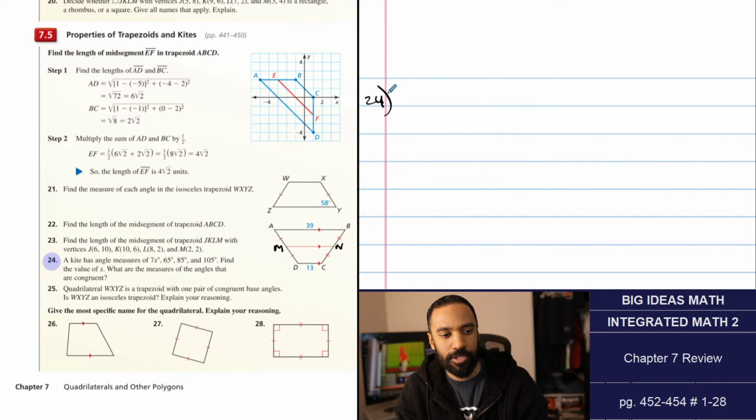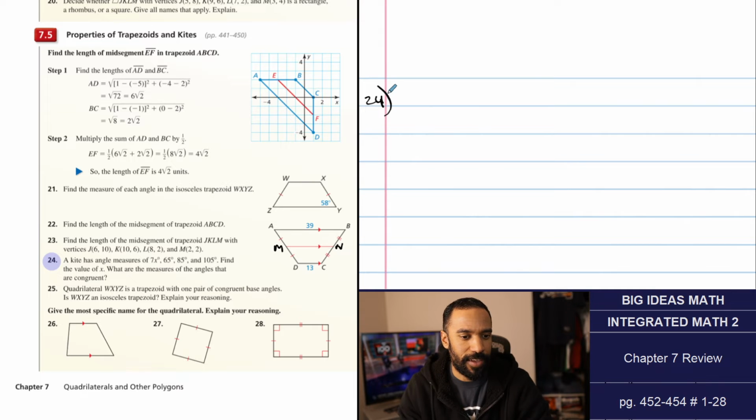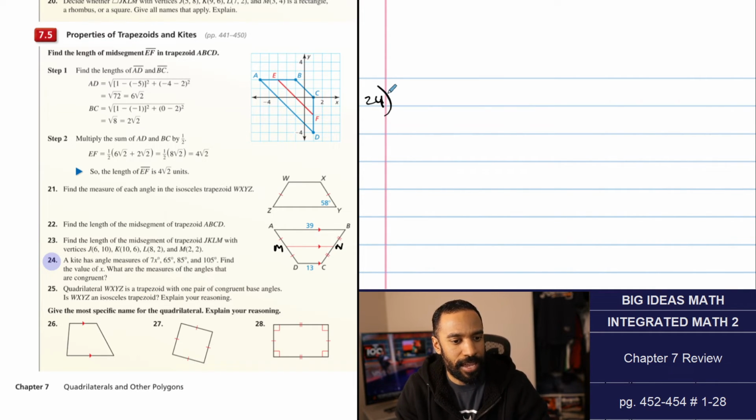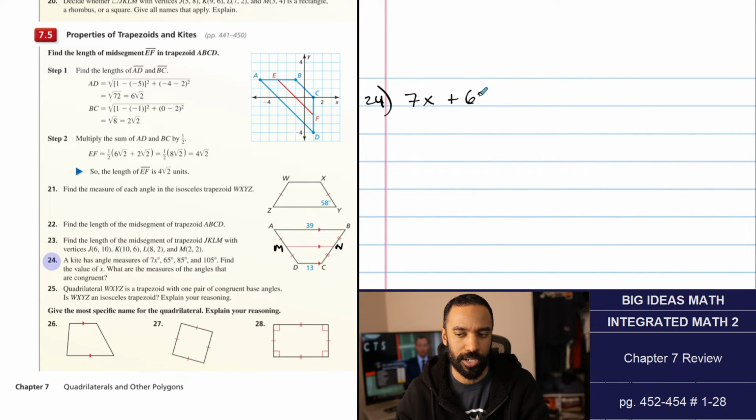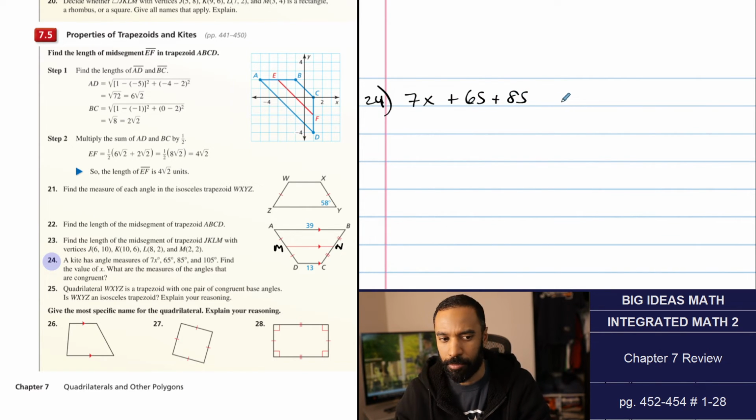Number 24, a kite has angle measures of 7x degrees, 65, 85, and 105. Find the value of x. What are the measures of the angles that are congruent? So listen, a kite's just another form of a quadrilateral. Without making the drawing first, we can answer this regardless because any quadrilateral's interior angle sum is 360 degrees, period. Doesn't matter if it's kite, parallelogram, square, rhombus, rectangle, or trapezoid. They add to 360. So we'll solve for x from there.